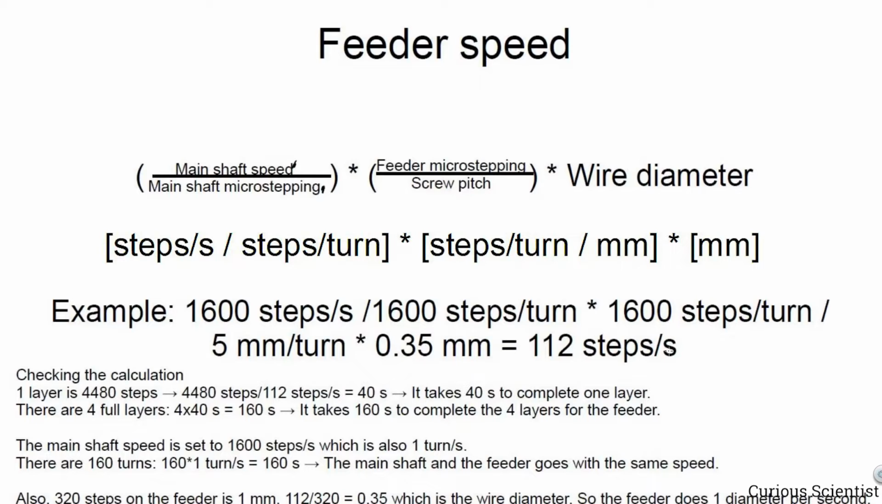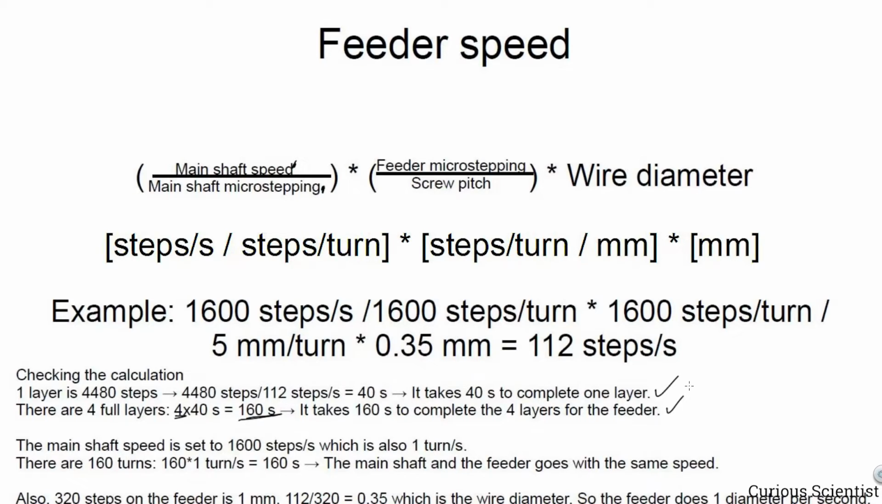And I wanted to double check these calculations. We know that one full layer is 4,480 steps. If we divide this by 112 steps per second, then it will take 40 seconds to complete one layer with the feeder. So that is said here. And we have 4 full layers because this example uses 160 turns, which is 4 layers. So if one layer is 40 seconds, we just multiply it by 4. So 160 seconds is needed to complete the 4 oscillations.